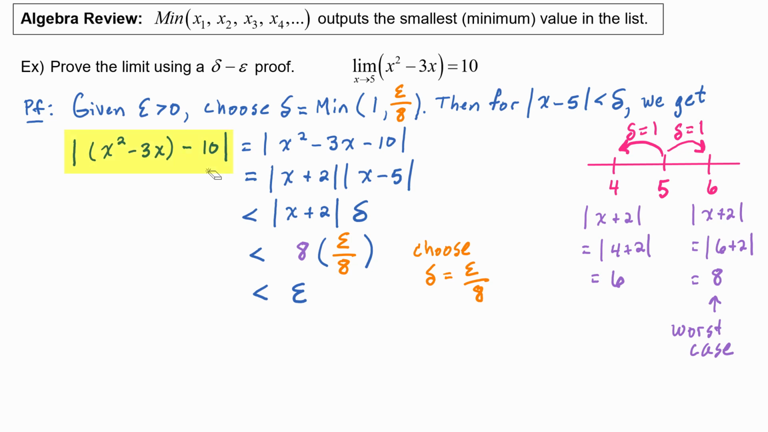Now, since our f of x minus L worked out to be less than epsilon, we can say, therefore, the limit as x approaches 5 of x squared minus 3x is equal to 10.